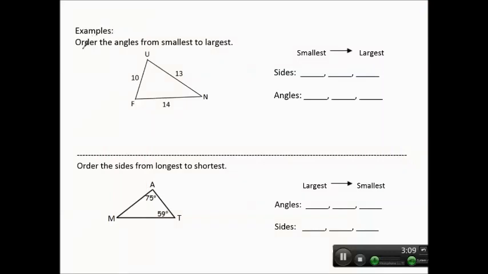For example, order the angles from smallest to largest. Well, notice it's a little bit harder in this triangle to tell which angle is the smallest and which is the largest. And we don't have angle measures, but what we do have are side lengths. So we're going to start by looking at the lengths of the sides. Which is the shortest between 10, 13, and 14? That's right, 10 is the shortest side.